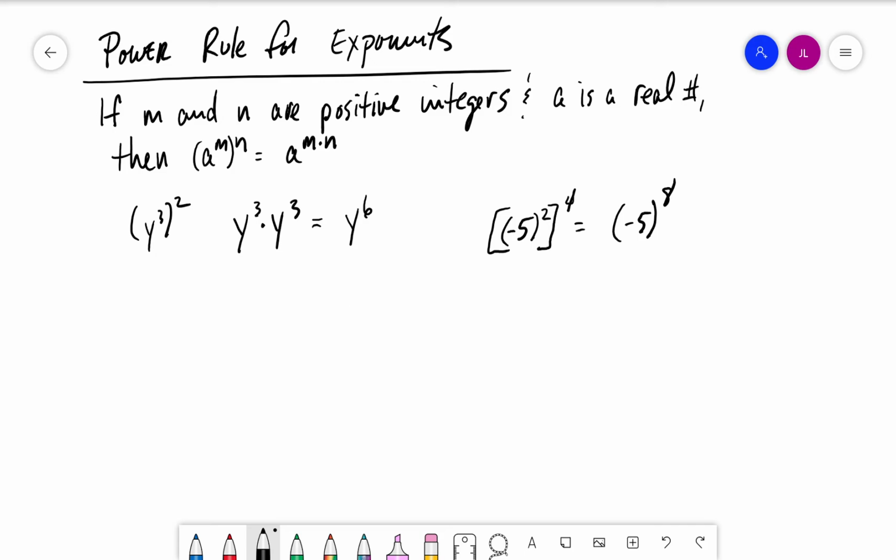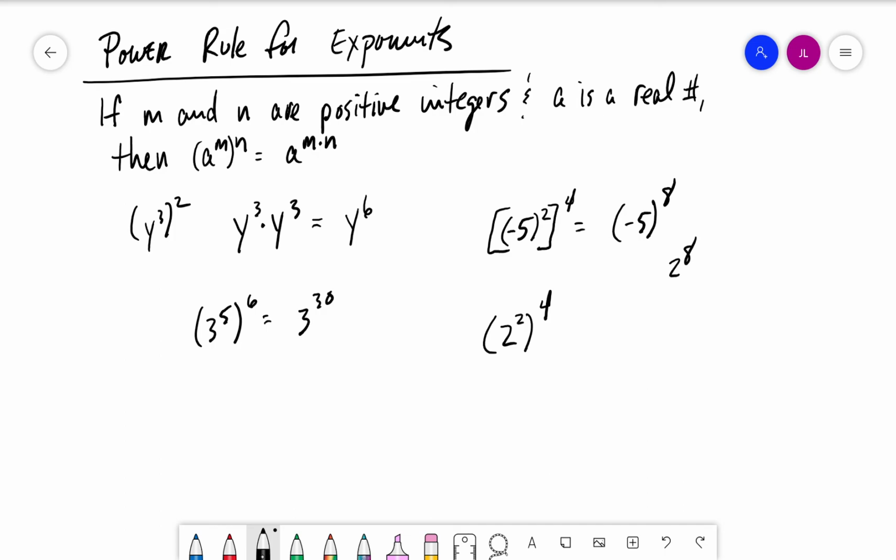We'll do one more, just give us some time here. Let's say we have 3 to the 5th to the 6th. Well, that would be 3 to the 30th. Now, again, we can think about this on a smaller scale. We could say 2 squared, let's say to the 4th power. Well, we know that would be 2 to the 8th.